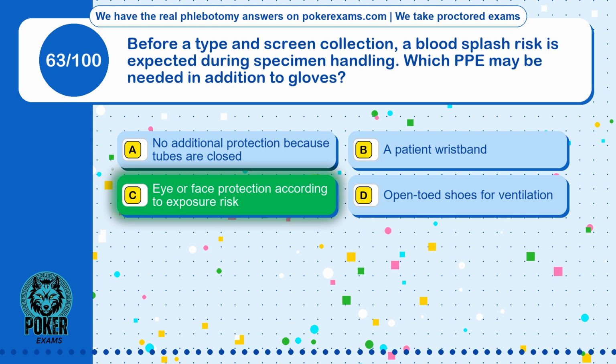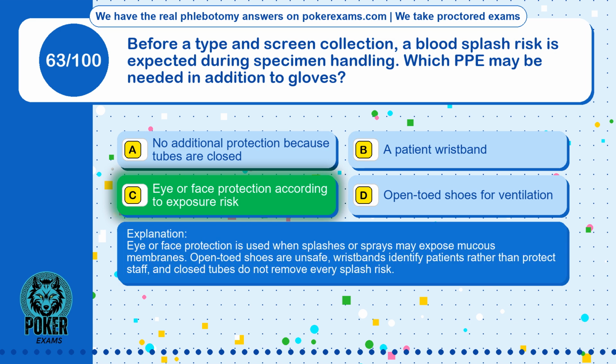The correct answer is option C. Eye or face protection according to exposure risk. Eye or face protection is used when splashes or sprays may expose mucous membranes. Open-toed shoes are unsafe, wristbands identify patients rather than protect staff, and closed tubes do not remove every splash risk.